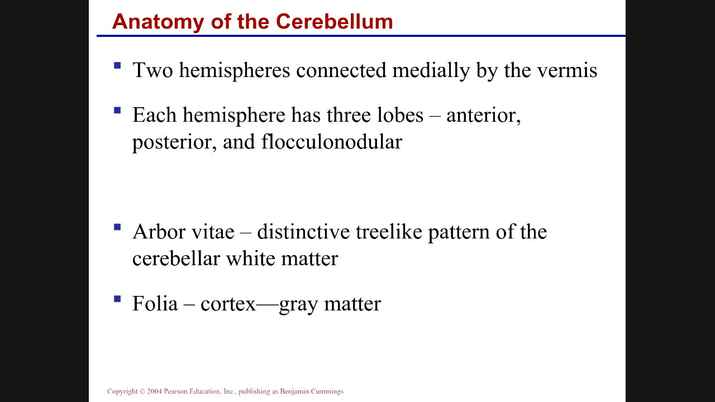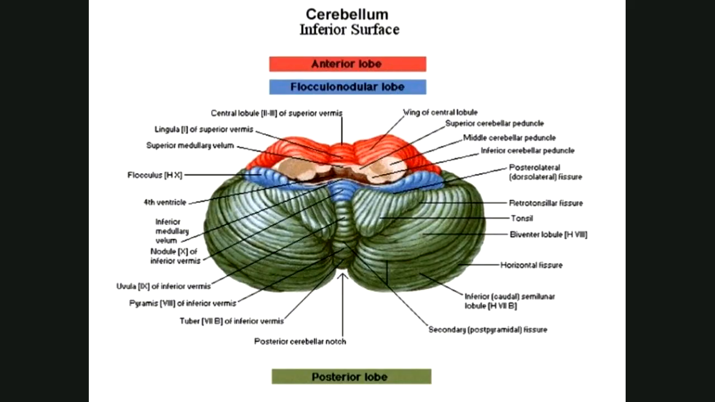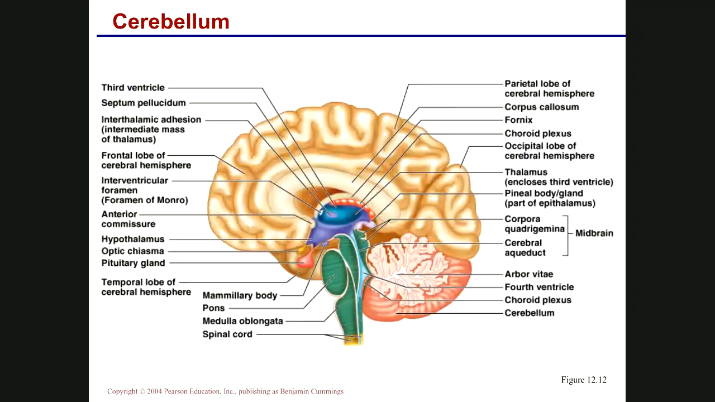Another thing is, if you look inside it, you can see white matter. That white matter has a very distinctive pattern that looks like a tree, and so it's called the arbor vitae. Arbor vitae means tree of life. And like trees have leaves, the gray matter on the outside are the leaves of the tree. Another word for leaves is foliage, so these are called folia. So if we do a section through it, you can see it here. You can see this white matter in the very center, and you can see the gray matter on the outside.